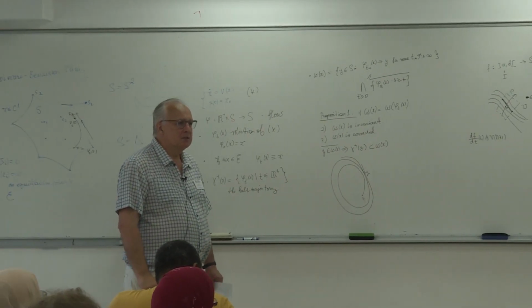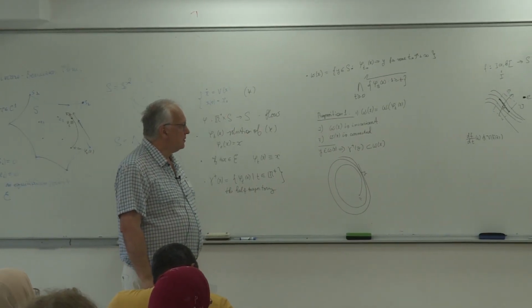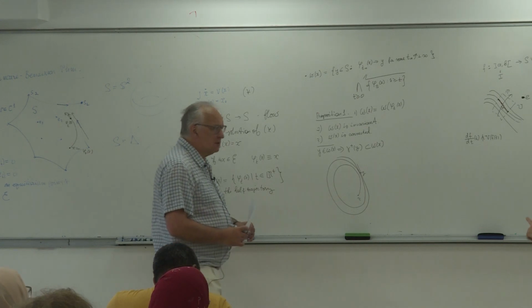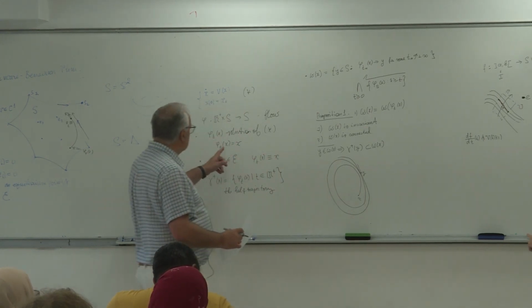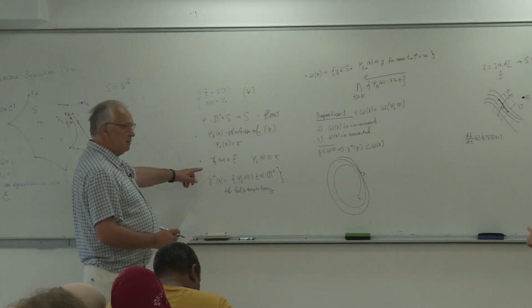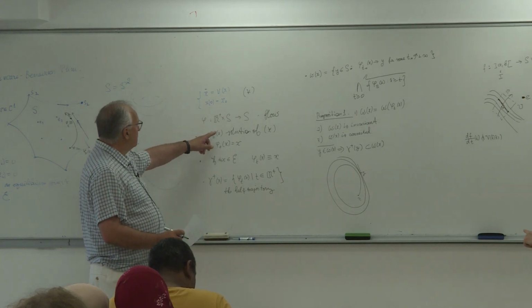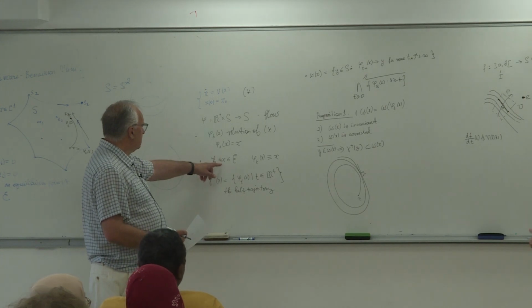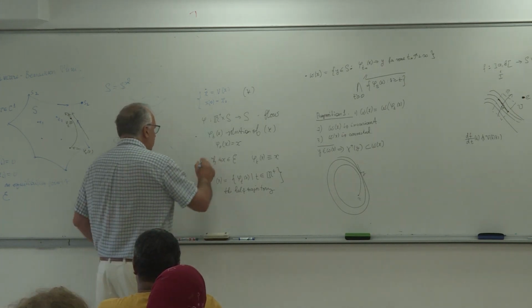Yeah. Maybe a stupid question: why is it an assumption that if x is in sigma, phi t of x is equal to x, here on the left? Yeah, I don't understand that.